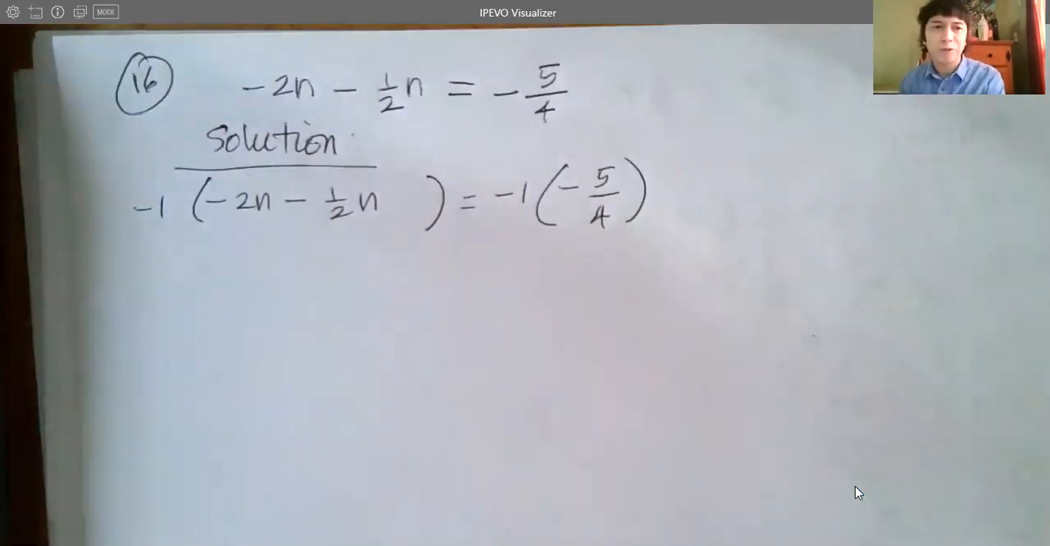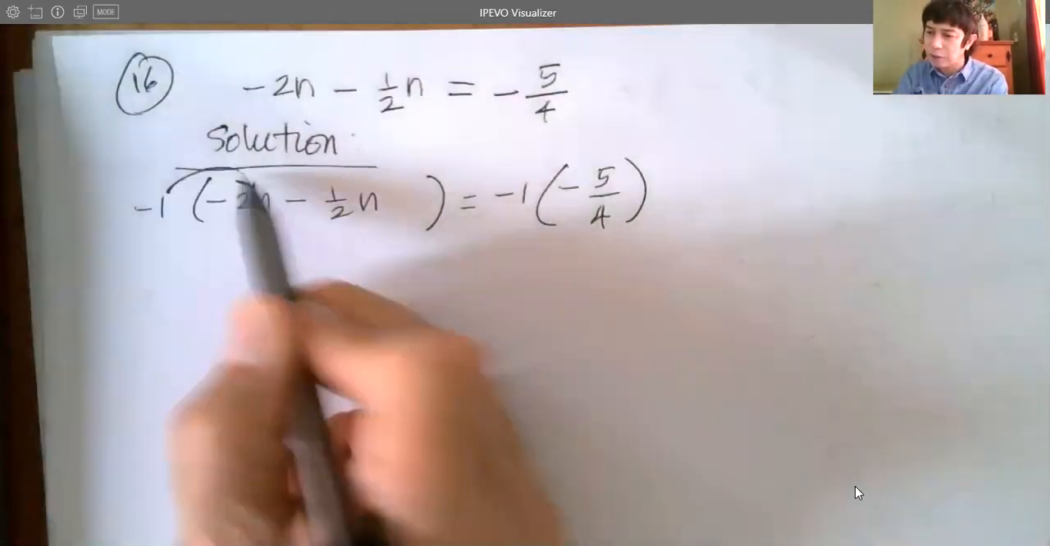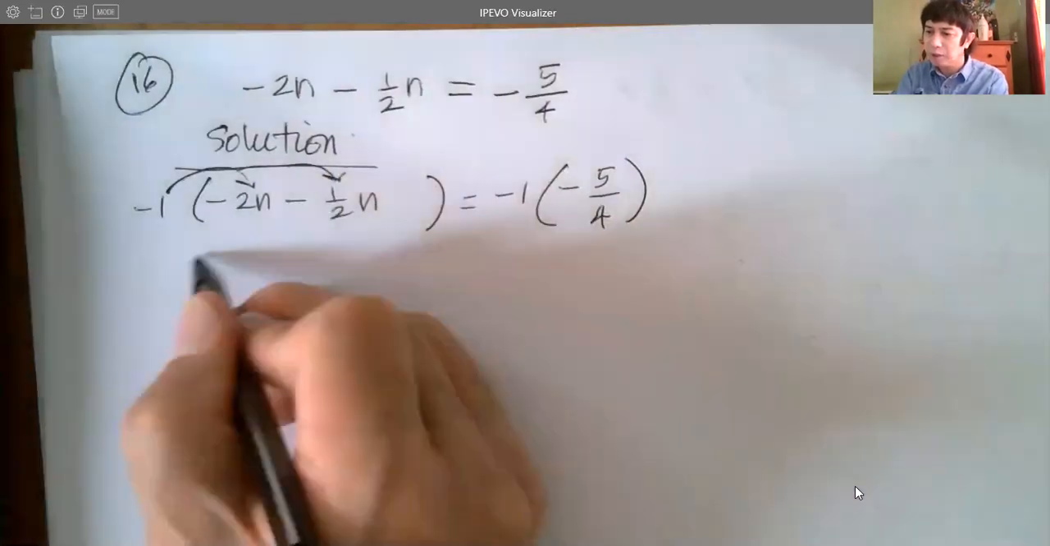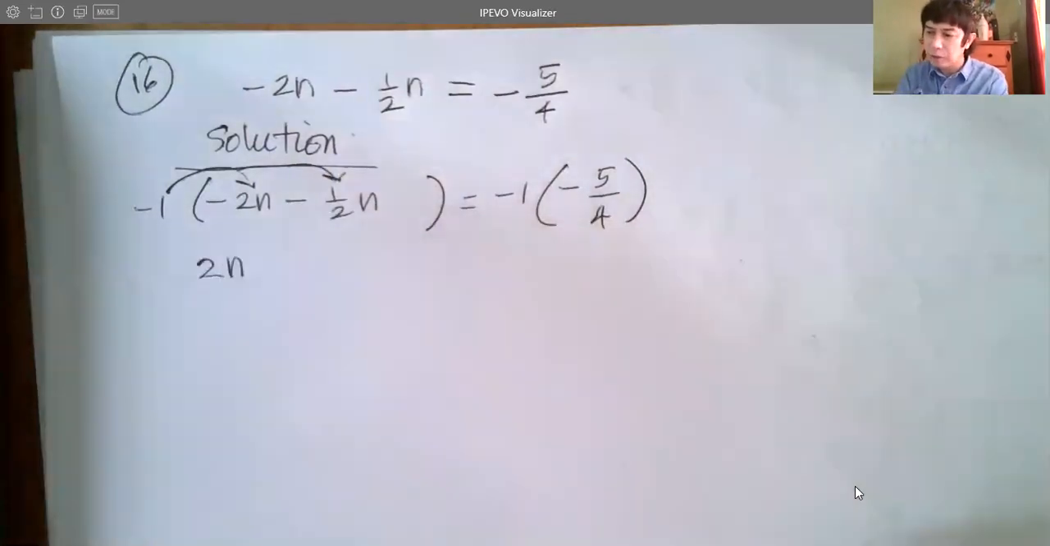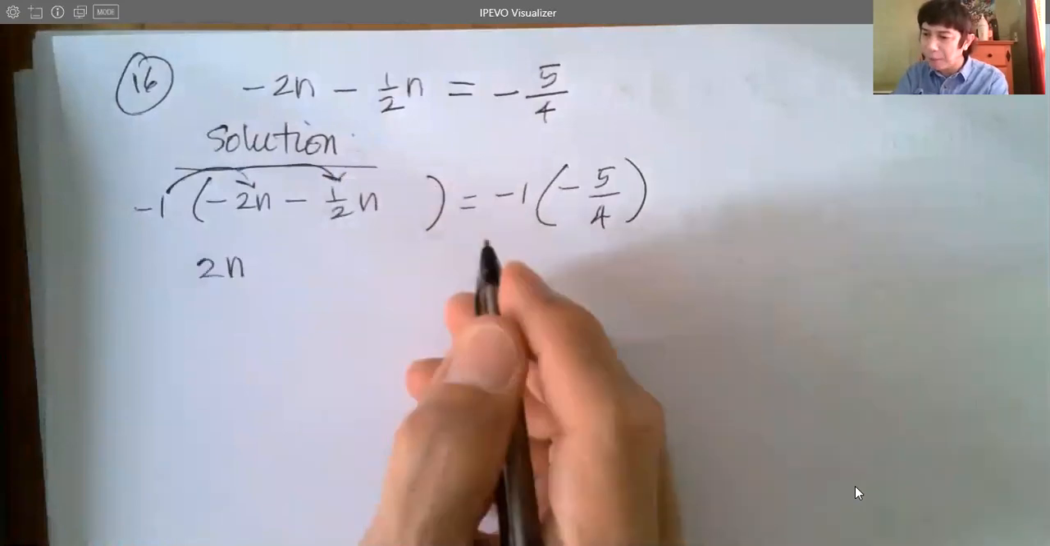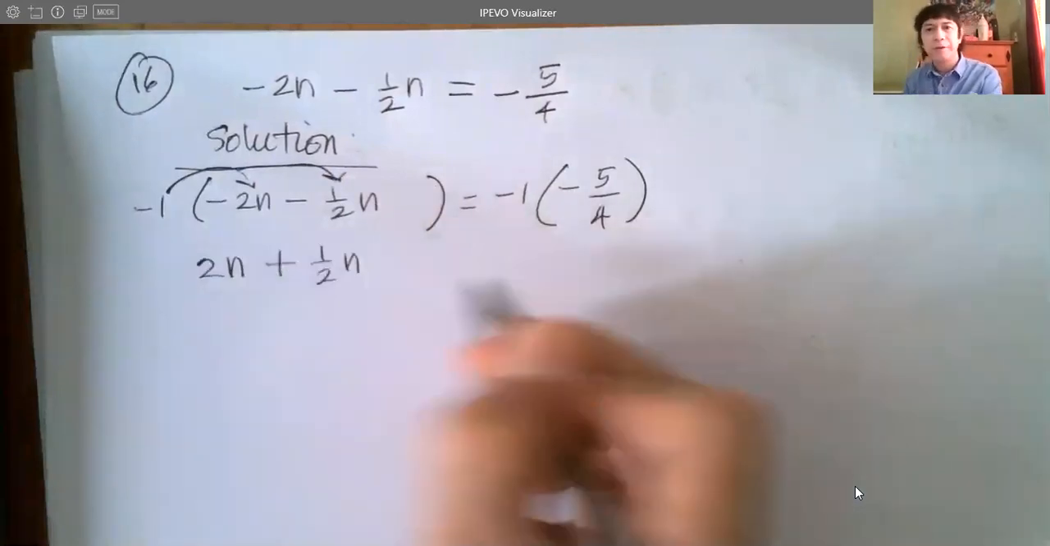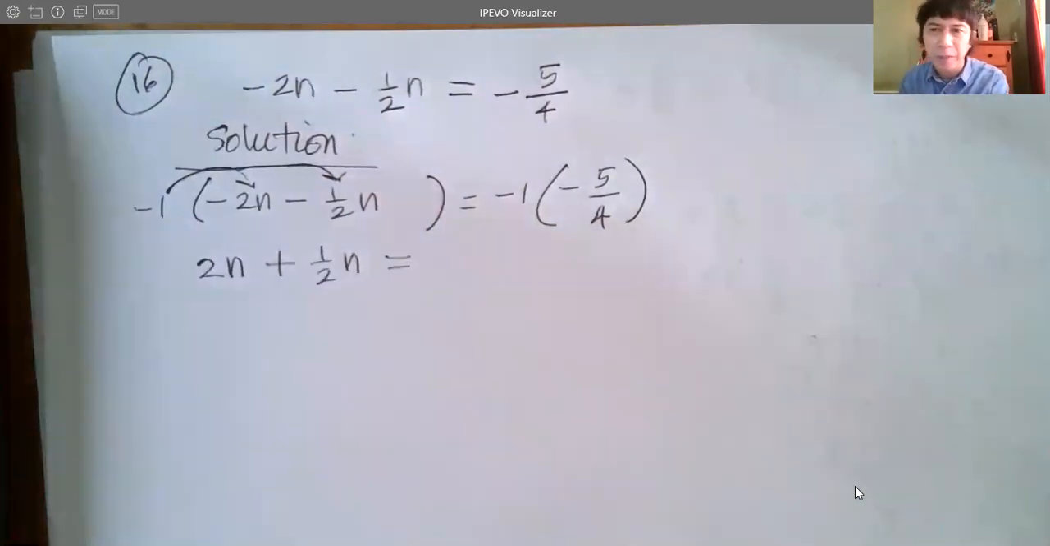Now imagine if you multiply this -1 inside like that, distributive property, you're going to have negative times negative. That will be positive. So this will simply become 2n positive, and this is 1/2 n positive. And the right side, of course, that's another negative number times a negative number. That should be a positive 5 over 4.